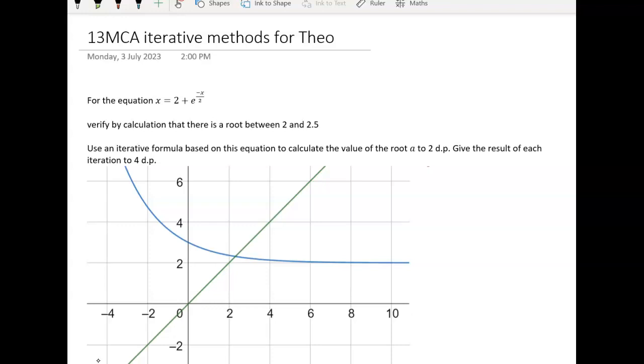The reason for that is that we're given an equation. I'm hoping my stylus is going to work. Yep, it is. And the equation is this one here: 2 plus e to the negative x over 2 is equal to x.